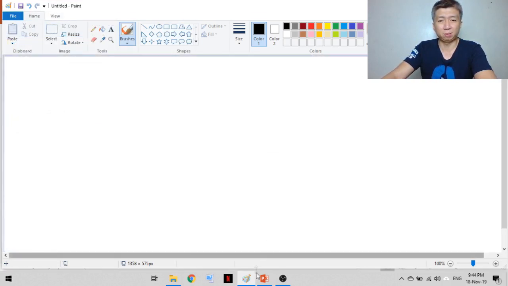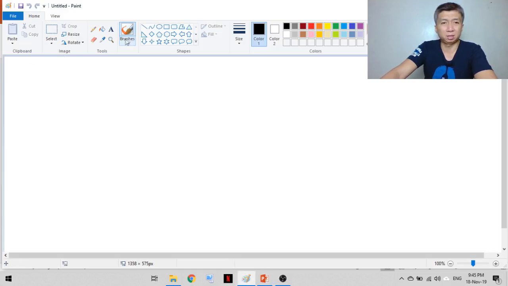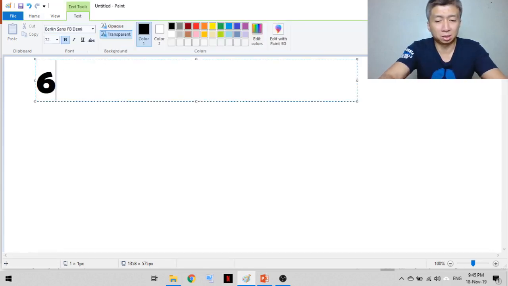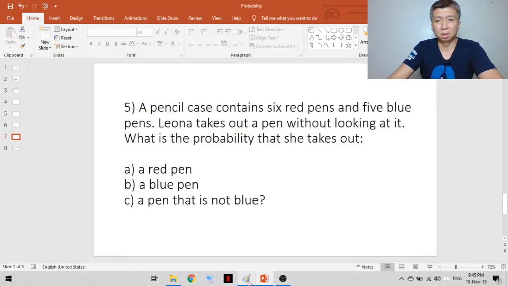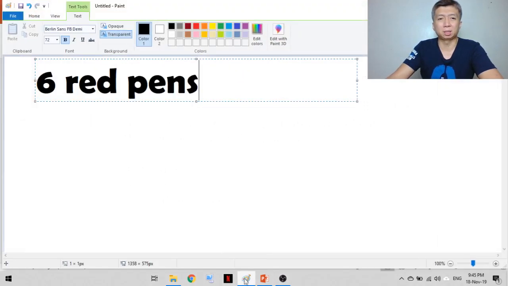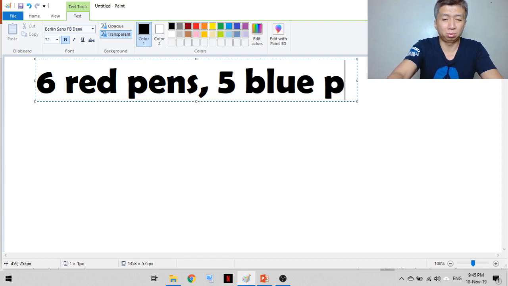Okay, hindi natin isisave yan. Next, number 5. A pencil case contains 6 red pens. Okay, sulat muna natin. Pwede natin sulat. Okay, 6 red pens. Anong kasunod? And 5 blue pens. Okay. Lagyan natin lang comma. 5 blue pens.